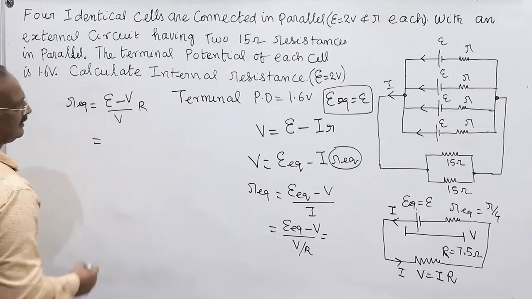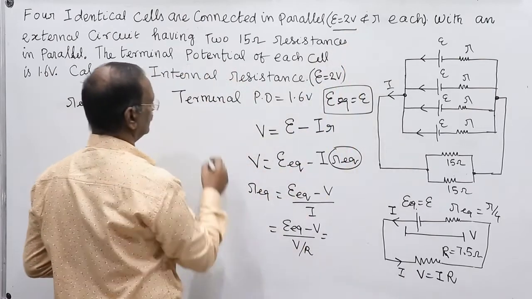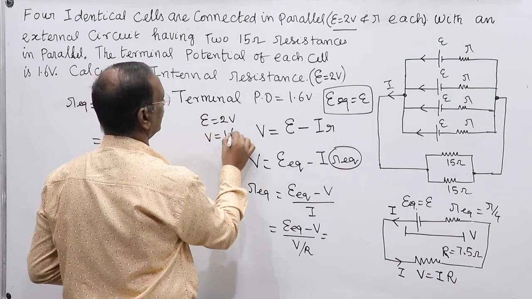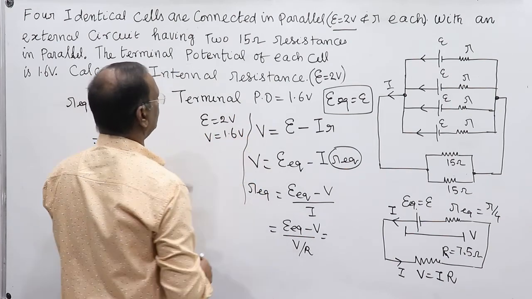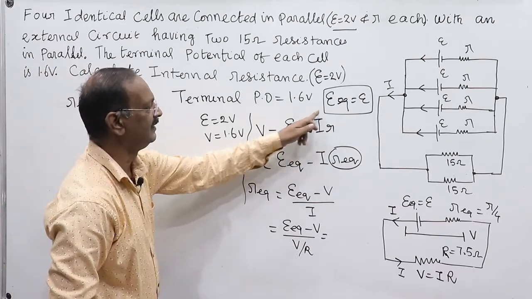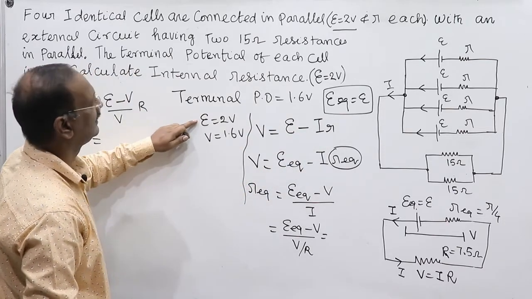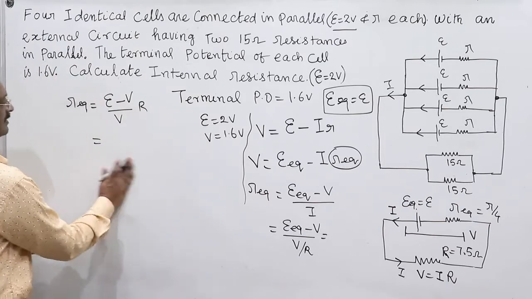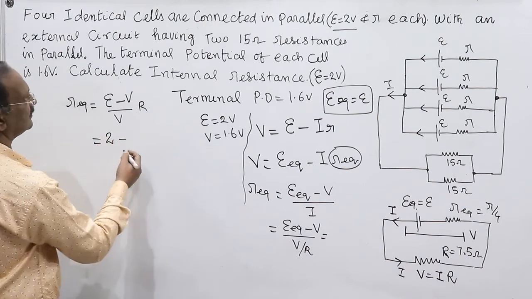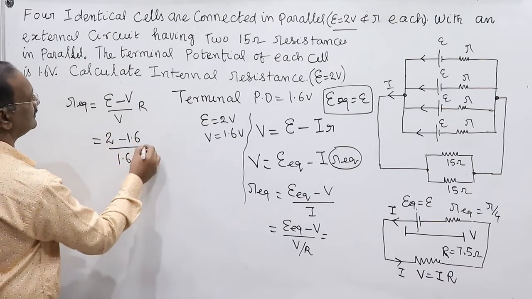Now the EMF is given. EMF of a single battery is equal to 2 volt. Since EMF is 2 volt, the terminal potential is 1.6 volt. Always, terminal potential difference is EMF minus the drop across the internal resistance, so the terminal potential will be less than the EMF of the given battery or combination of batteries. So this is equal to 2 minus 1.6 divided by 1.6, into R.